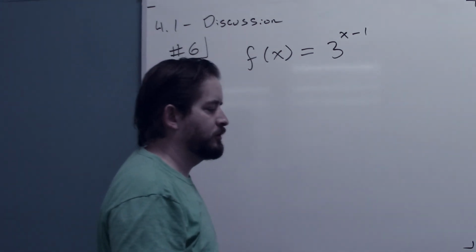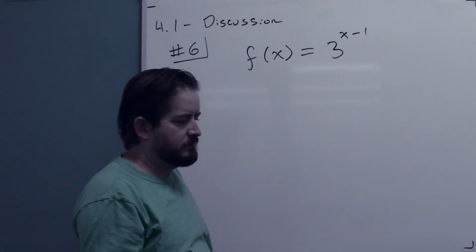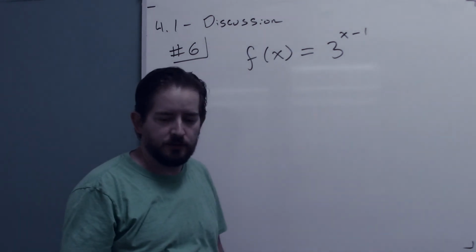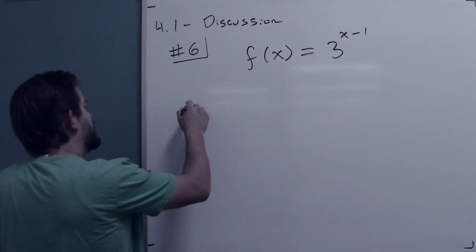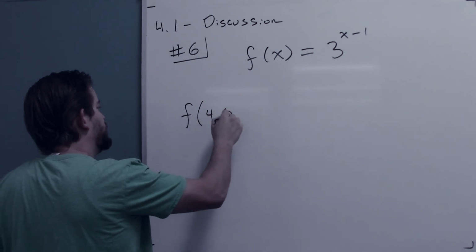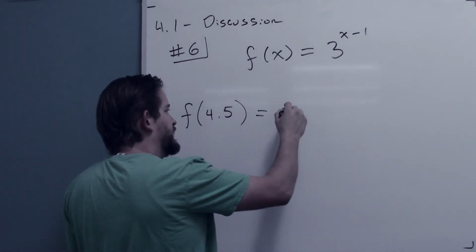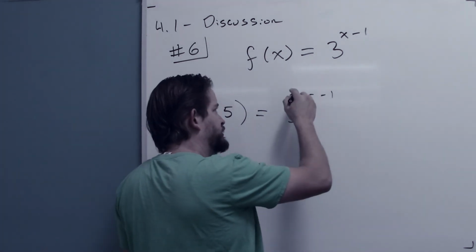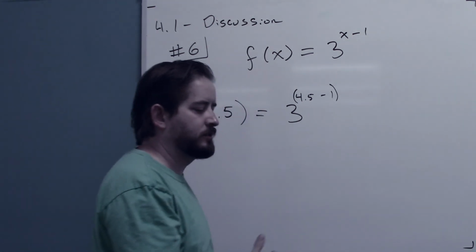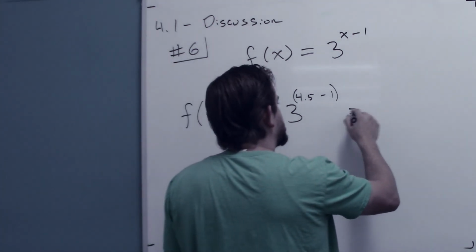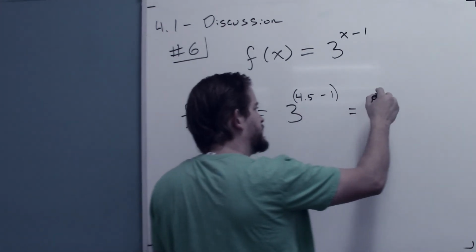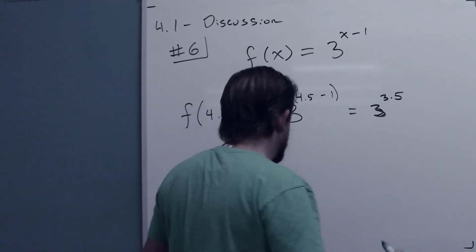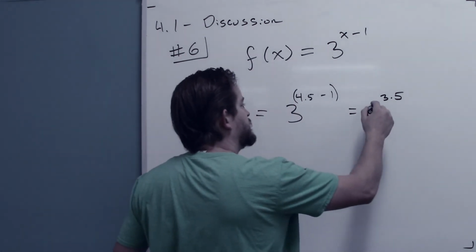I'll find some of the more difficult ones, and none of them are easy. Of course you're going to have to use a calculator, so we'll throw these into a calculator. For example, we're asked to find f of 4.5. That's the very first one, which is to say that I have 3 to the 4.5 minus 1 power. I can work this power because it's like it's in its own set of parentheses. So this is the same as saying 3 to the 4.5 minus 1, which is 3.5. I don't know what 3 to the 3.5 is. I need a calculator to do that.